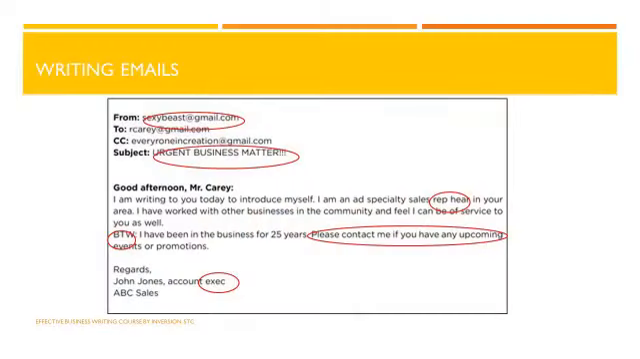Email here where you see, I'm writing to you to introduce myself. I am an ad specialty sales rep. So while ad is an abbreviation, I didn't circle it because it could be understood, and it has become kind of formal communication. However, when you say sales rep, you go ahead and write the full thing, representative. So avoid all short forms, avoid it.